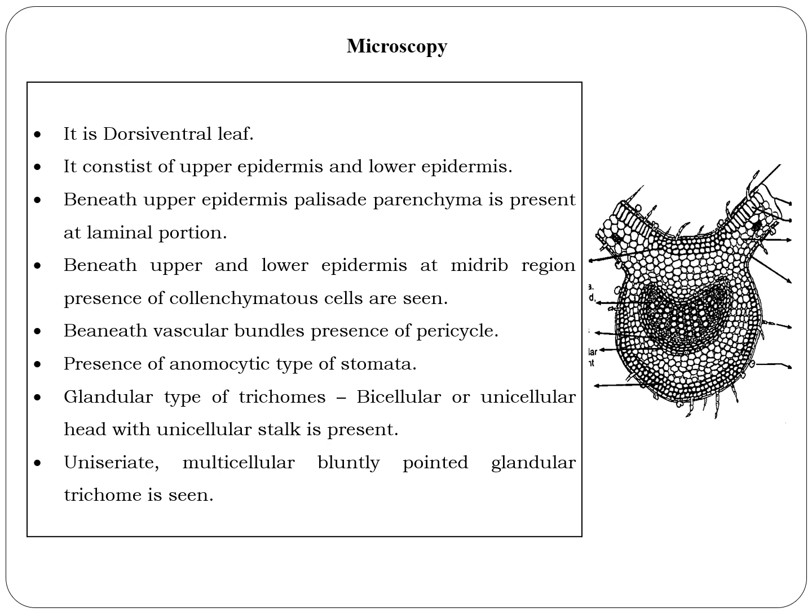Let us see the microscopy of digitalis. It is a dorsiventral leaf. It consists of upper epidermis and lower epidermis. Beneath the upper epidermis, palisade parenchyma is present in the laminar portion. Beneath the upper and lower epidermis at the midrib region, collenchymatous cells are seen. Beneath the vascular bundles, a pericycle is present. It shows anomocytic type of stomata. Glandular trichomes with either a bicellular or unicellular head on a unicellular stalk are present. Uniseriate, multicellular, bluntly pointed glandular trichomes are also seen.